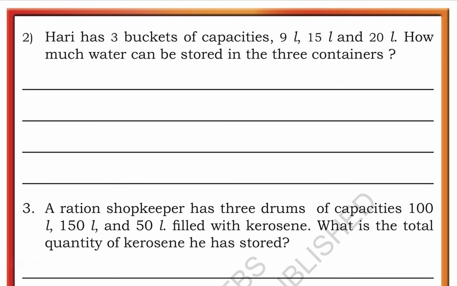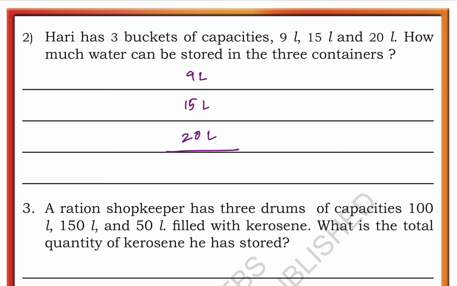Harry has 3 buckets of capacities. How much? 9 liter. Second bucket is 15 liter and third one is 20 liter. How much water can be stored in these containers? They have given 3 buckets of different capacities and asking to find how much water can be stored in these 3 containers. Then we must add.